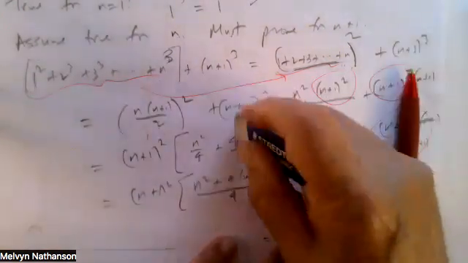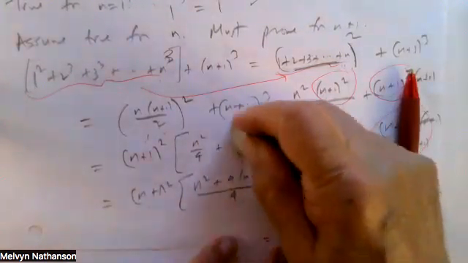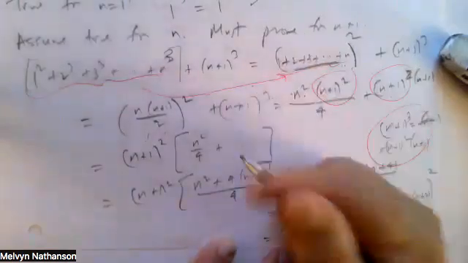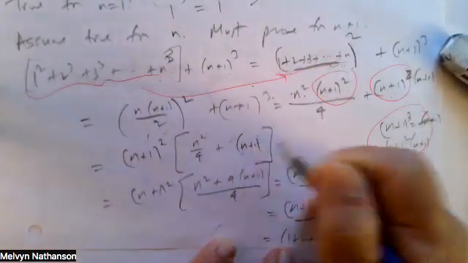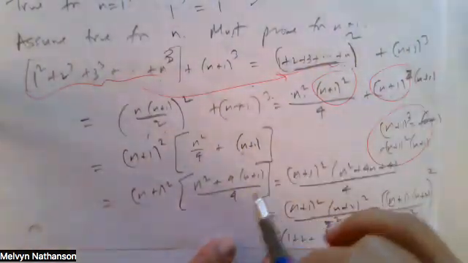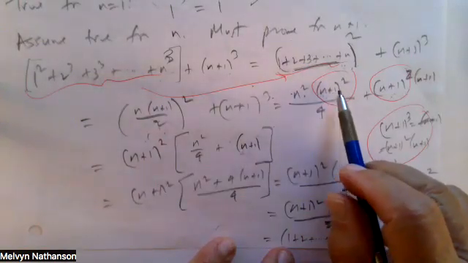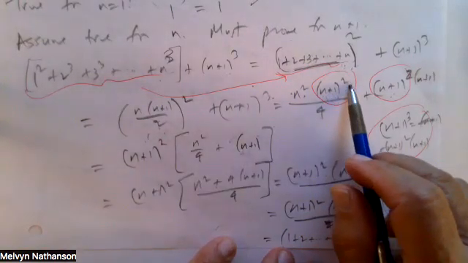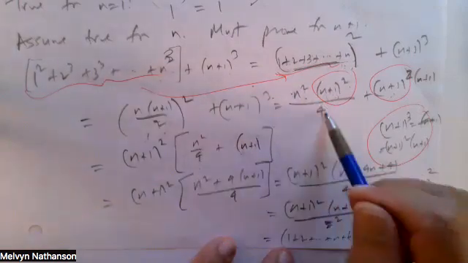N squared over 4 plus n plus 1. Factor out the n plus 1 squared, and you're left with n squared over 4.